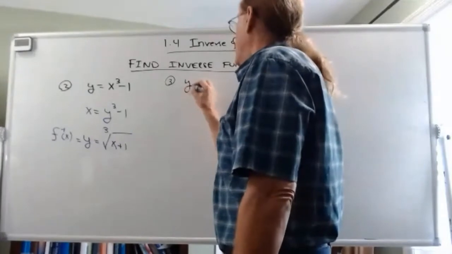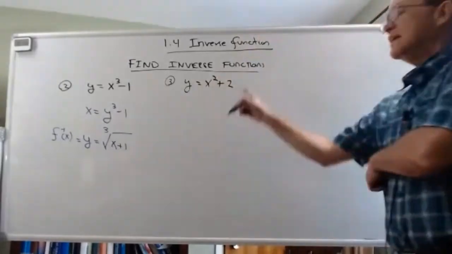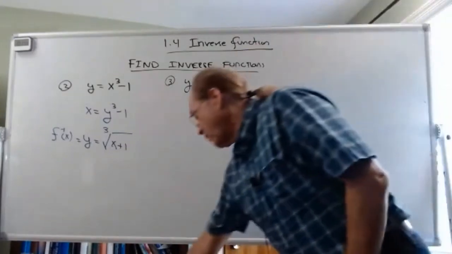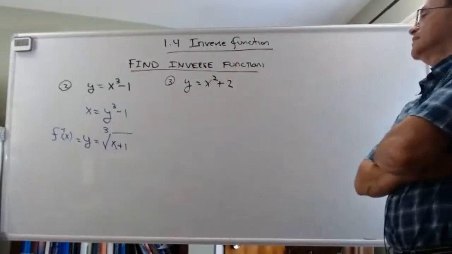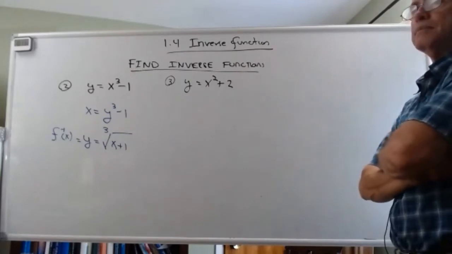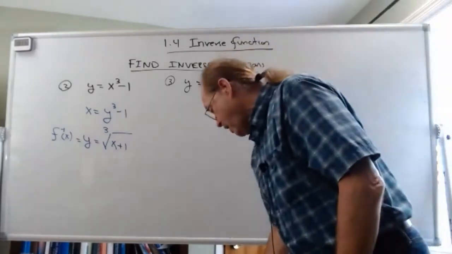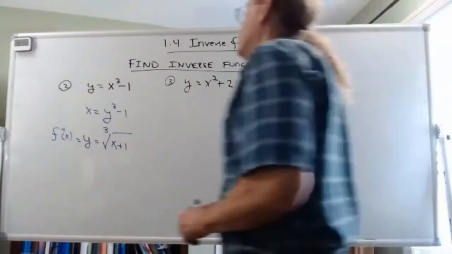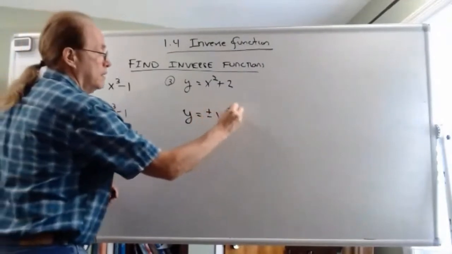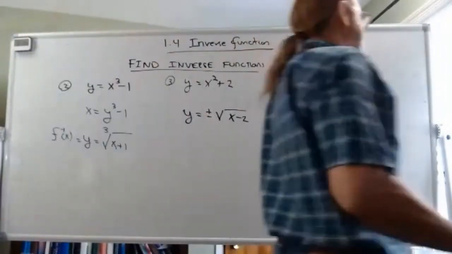I get y is equal to x squared plus 2. This one's a little more subtle. Try and find the inverse of that. You will have a problem here. And we will talk about that later on, not in this section, about how to rectify some of those problems. And I'll show you when you swap the x and the y and solve for the y, you get the following. So if you go through that process, that's what you would get.